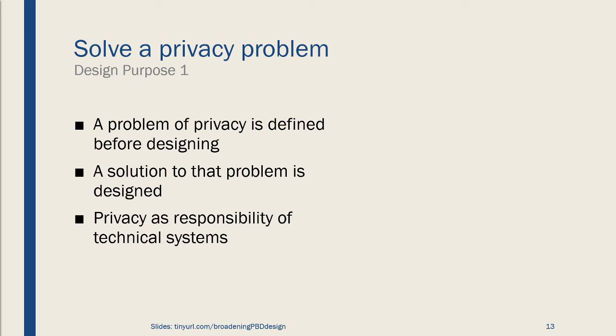For instance, if a problem of privacy is defined as the harms that result from data processing and aggregation, we might design a system that limits data retention. If a problem of privacy is defined as not being identified, then we might design a system to be anonymous.